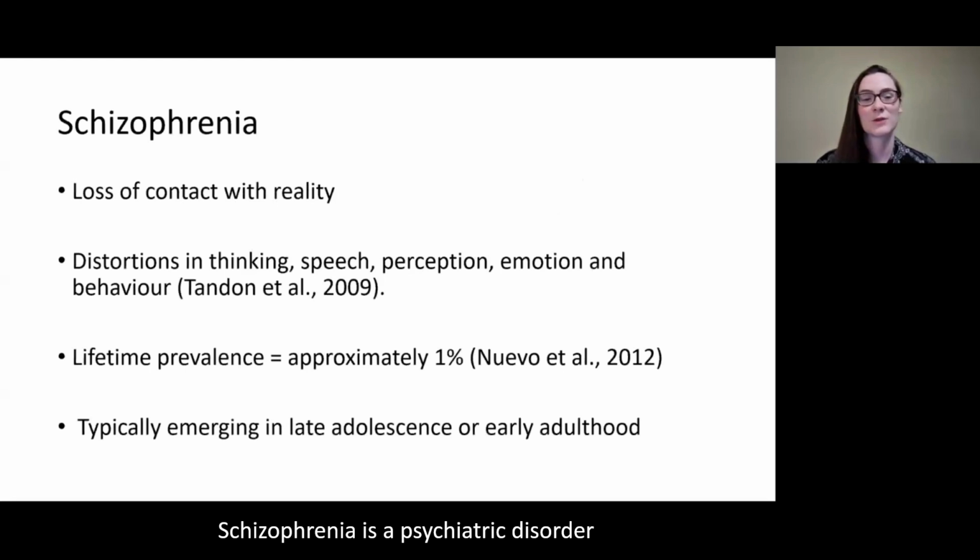Schizophrenia is a psychiatric disorder characterised by a loss of contact with reality and distortions in thinking, speech, perception, emotion, and behaviour. It has a lifetime prevalence of approximately 1% and typically emerges during late adolescence or early adulthood.